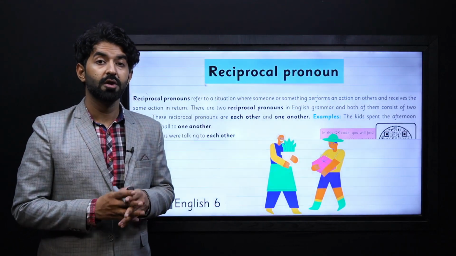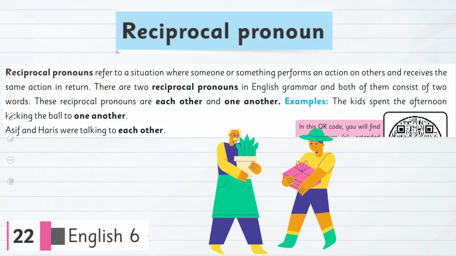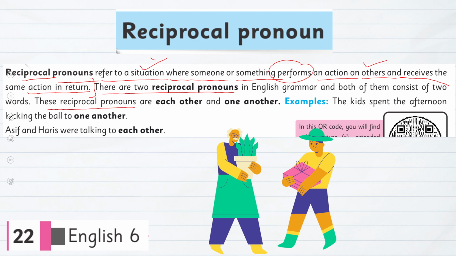Now let's talk about reciprocal pronouns. Reciprocal pronouns refer to a situation where someone or something performs an action on others and receives the same action in return. There are two reciprocal pronouns in English grammar, and both of them consist of two words. These reciprocal pronouns are each other and one another. For example, "The kids spent the afternoon kicking the ball to one another."